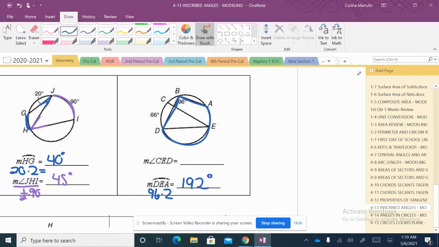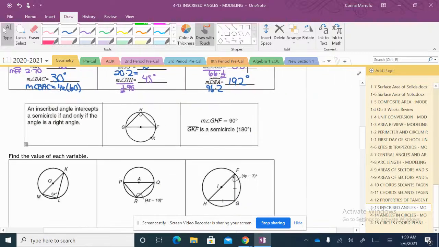Okay. Now they're asking us for angle CED. So CED is this angle in here. It opens up to this arc measure, which is 66. So to find the angle, I take half of that, and that gives me 33 degrees.